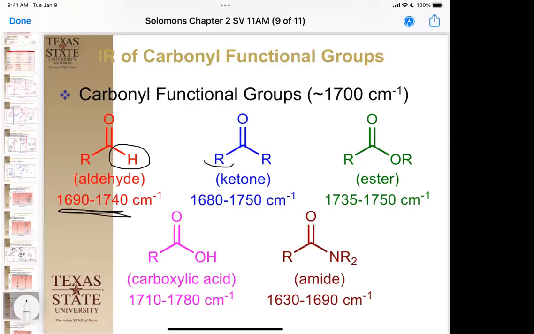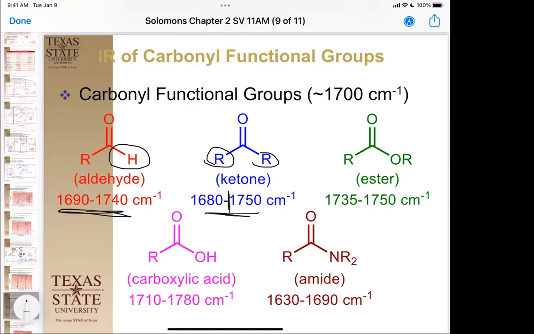If we look at a carbon-carbon, again, it's kind of centered right around that 1,700, maybe shifted a little higher. So the electronegativity of hydrogen and the electronegativity of carbon are about the same. And therefore, it's not going to shift that C double bond O very far.